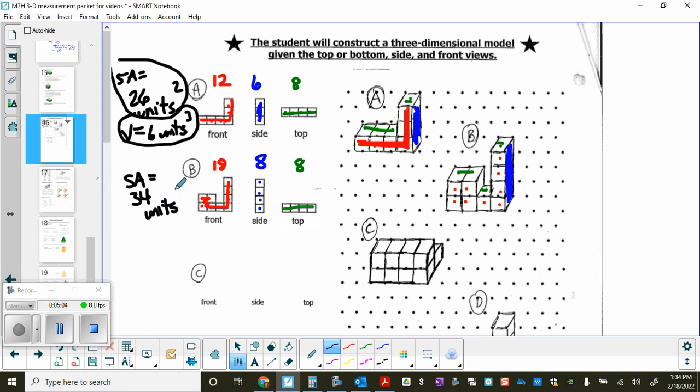You can use the views over here, the front, side, and top view, or you could just try to count them up over here, doesn't matter, but we get 34 square units for the surface area. Now for volume, we can just count them up. On the bottom row, I got 1, 2, 3, 4 cubes. Then I got 5, 6, 7, 8, 9. There's 9 cubes that make that thing up, so 9 cubic units. And don't forget 3 for cubed. So again, we found the surface area by just counting the faces, and volume, we just count the cubes.